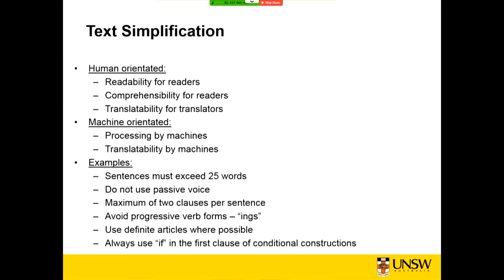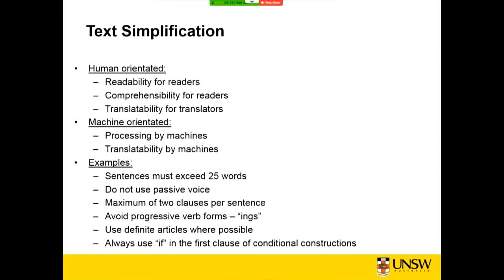So within text simplification, we typically distinguish between rules or changes that we make depending on who's reading or processing it. So human-oriented, obviously readers like students or people accessing websites and so on, or machine-oriented, making it easier to process for the machine, or a combination of both.